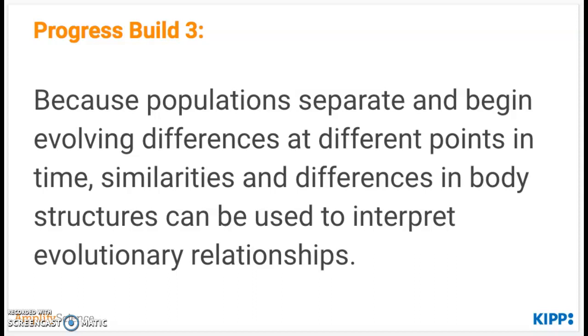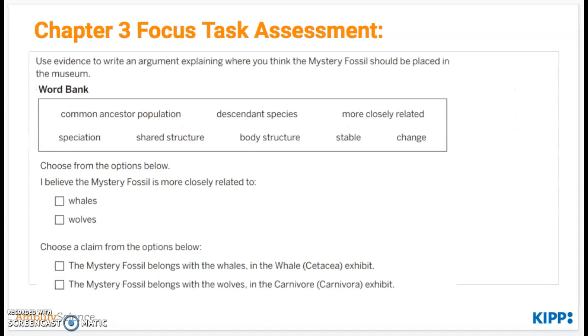Students eventually arrive at Progress Build 3, which states that because populations separate and begin evolving differences at different points in time, similarities and differences in body structures can be used to interpret evolutionary relationships. Chapter 3's focus task then asks students to complete the task of assigning the mystery fossil we saw in the video at the beginning to the correct exhibit. Is it more closely related to a whale or to a wolf? Pause here and try and answer the question on your own.